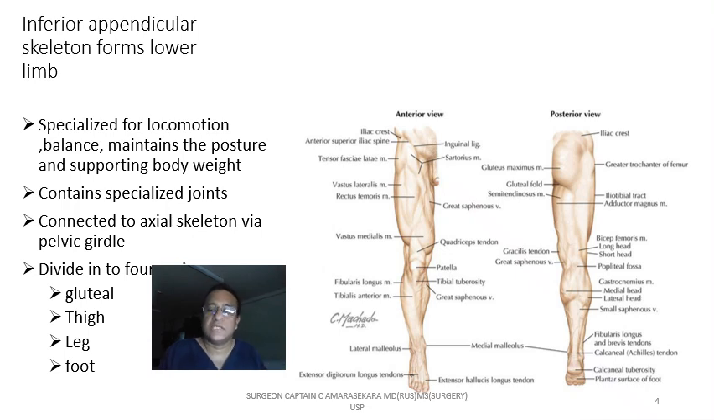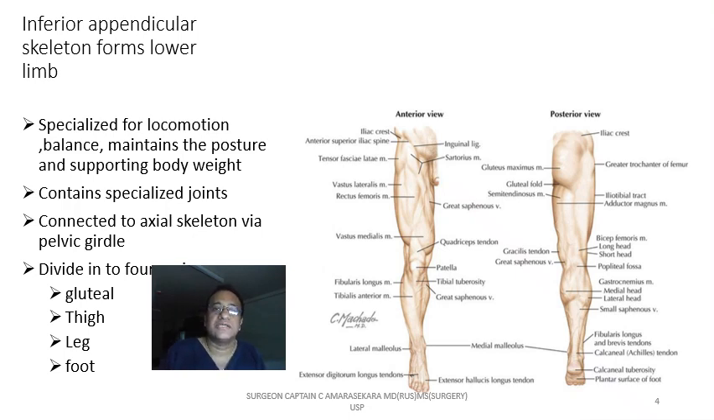So for clarity and clinical relevance, we divide the lower limb into four regions: gluteal, thigh, leg and the foot. The gluteal region includes major muscles like gluteus maximus and medius, and this is key for posture and gait. The thigh region houses powerful extensors and flexors, as well as major neurovascular bundles.